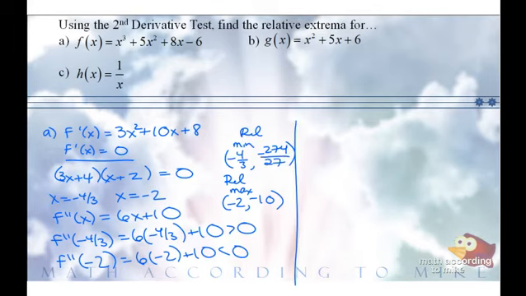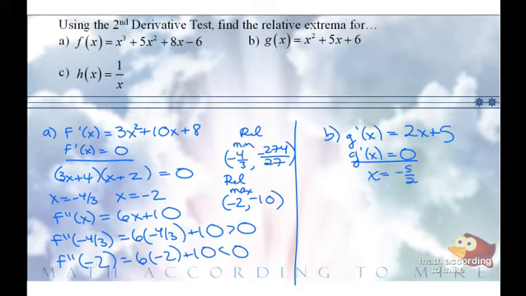Part B is a lot nicer, so we'll move a little bit faster. G of x is x squared plus 5x plus 6. Let's first find the first derivative, which is 2x plus 5. We're going to find where the first derivative is 0. So if you set 2x plus 5 equal to 0, what do you get for x?